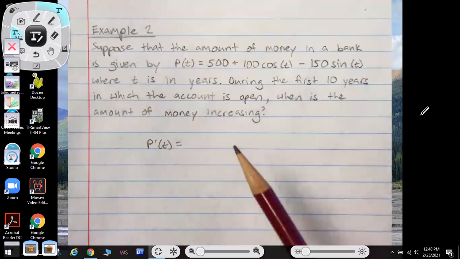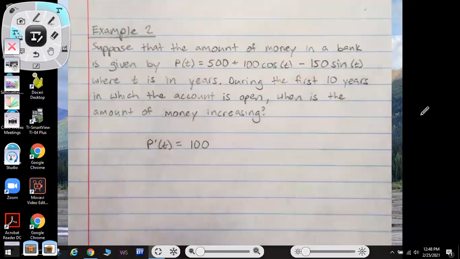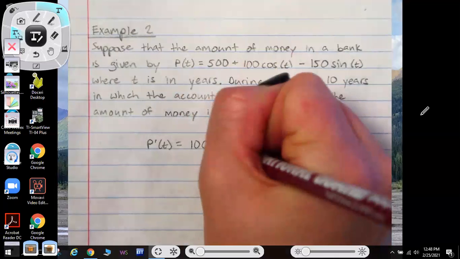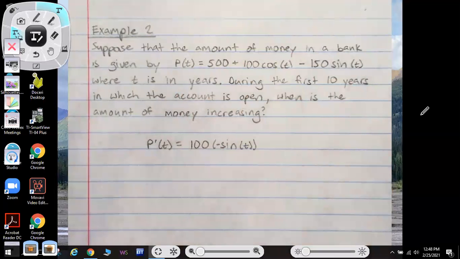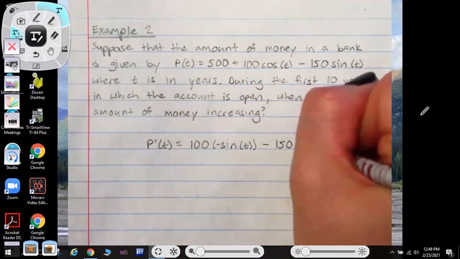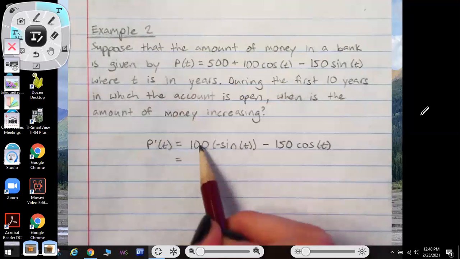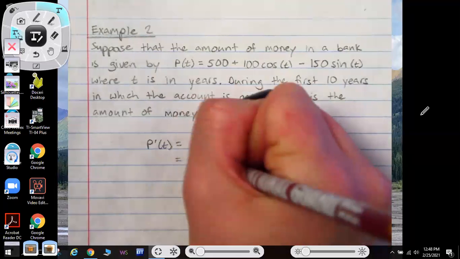So the derivative of 500 is a constant, so that derivative is 0. You can write 0, you cannot write 0. I'm going to choose not to. Then we have the derivative of 100 cosine of t. The 100 stays, and the derivative of cosine is negative sine. Then we have minus 150 sine of t. The 150 stays, the derivative of sine is cosine. Really the only thing here that we could do, we have 100 times negative sine. We can write that as negative 100 sine of t.